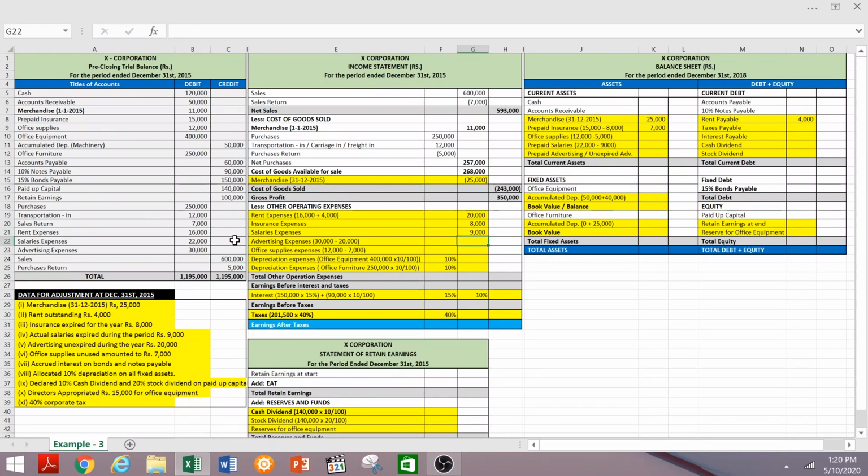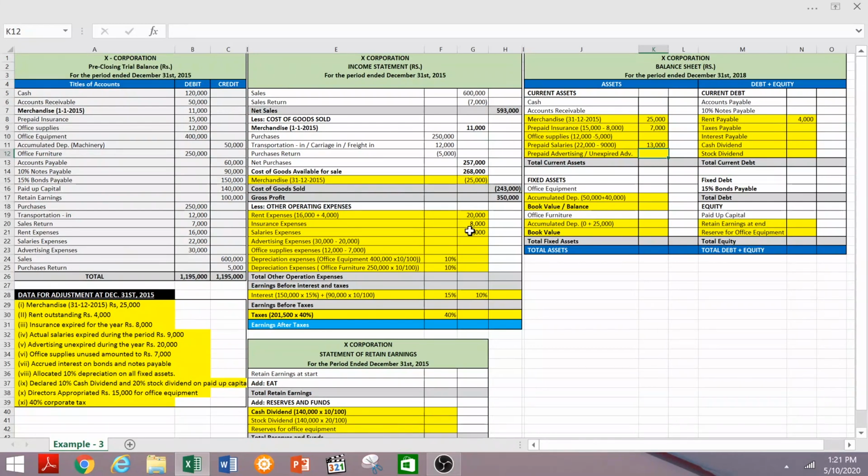Now look at the trial balance. The amount of salaries expense given in the pre-closing trial balance is equal to 22,000. Out of those 22,000, 9,000 have been expired. Actually, salaries expired by rupees 9,000. So the actual expense is not equal to 22,000, it is equal to 9,000. The remaining amount is unexpired or prepaid. So out of 22,000, 9,000 have been expired and the remaining is unexpired or the balance. So we have to write in the balance sheet 13,000.